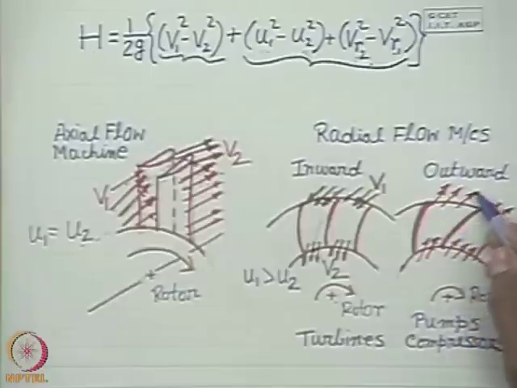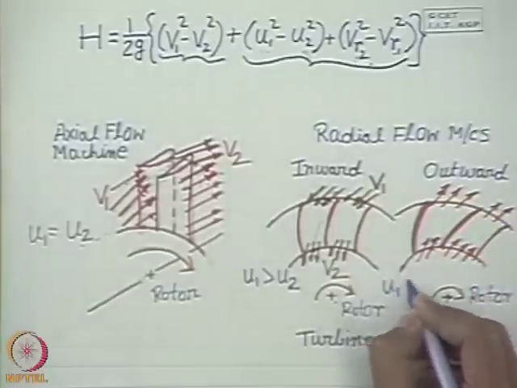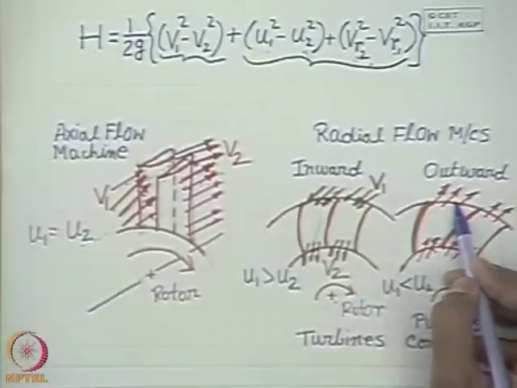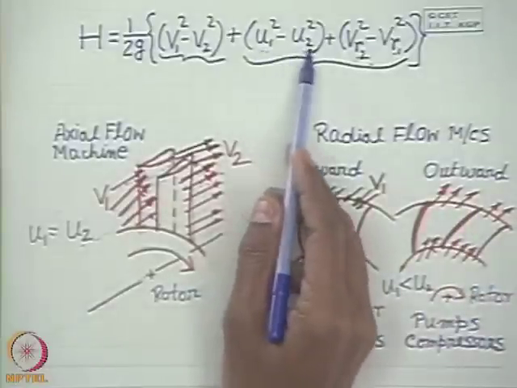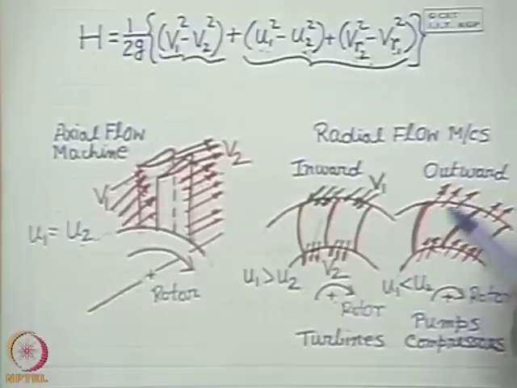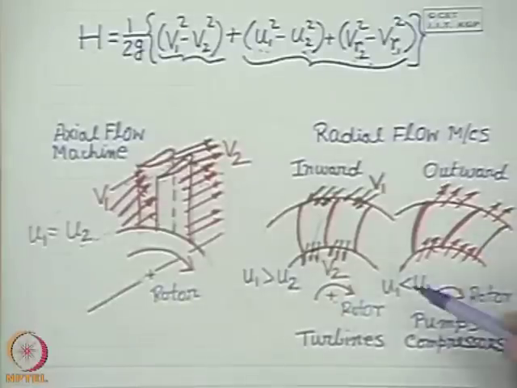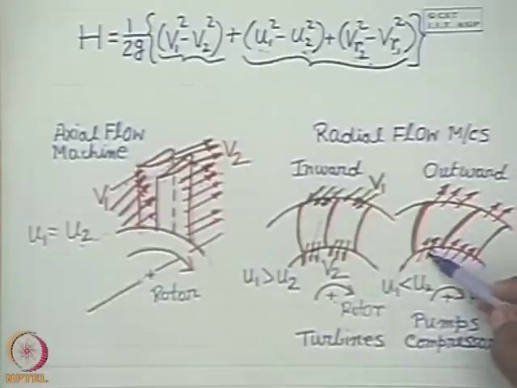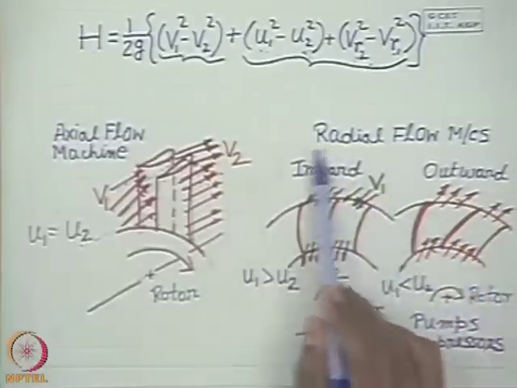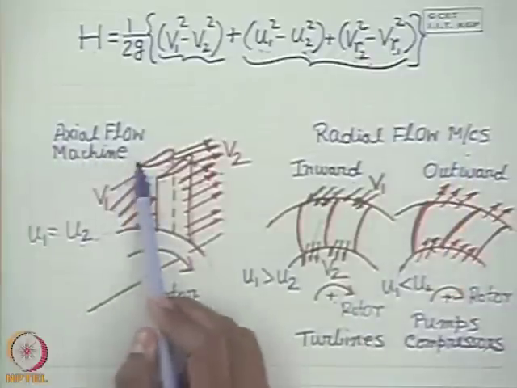Similarly, in case of radial outward flow, we can write that U1 is less than U2, because here is the inlet section and the outlet section is at a higher radial location. So therefore, this term is negative. That means the fluid gains the centrifugal head, or the fluid gains in static head, that is the pressure head. So this happens in case of pumps or compressors. Therefore, in pumps or compressors, to utilize the centrifugal head as useful energy, we make the design such that the fluid flows radially outward. Pumps and compressors are radially outward flow machines, and turbines are radially inward flow machines, provided they are radial flow machines. Nevertheless, there are axial flow pumps and compressors also.